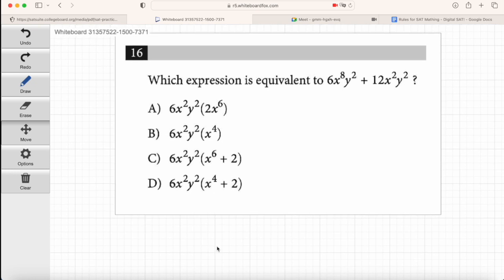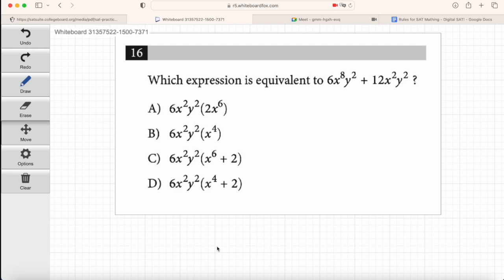Go and read question number 16 for us, and we'll discuss. Which expression is equivalent to 6x to the 8th power multiplied by y to the 2nd power plus 12 multiplied by x to the 2nd power multiplied by y squared?